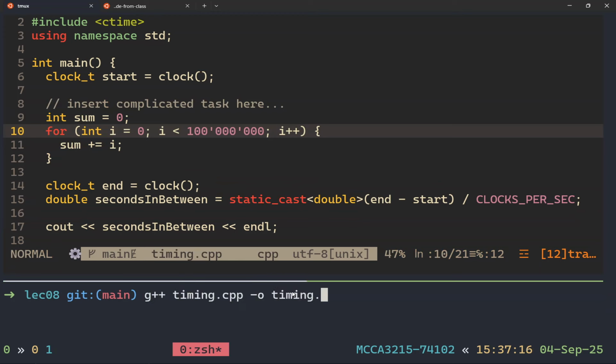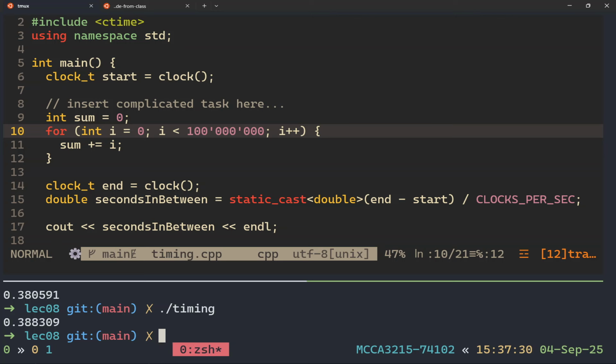Show timing. And so apparently it went very fast. It only took 0.38 seconds inside of my puny little laptop. It'd be even faster on your desktop. Run it again. It takes a slightly different amount of time because other programs are running on this processor. But that's one way to keep track of how many seconds it took to run your program.